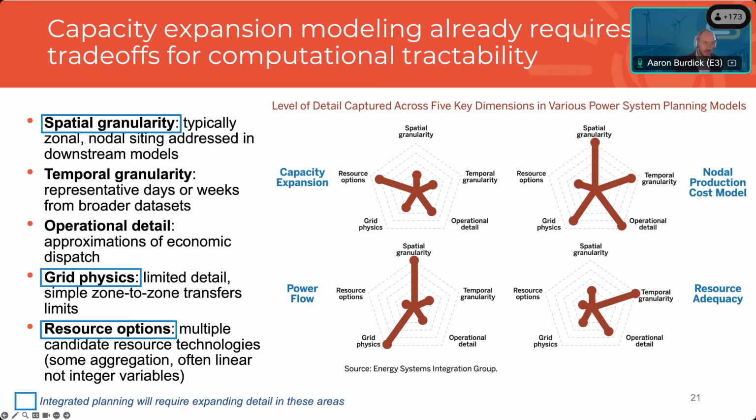So we need more spatial granularity. As Jacob noted earlier, we need a better representation of some of the physical constraints, and we need to consider new types of resource options.